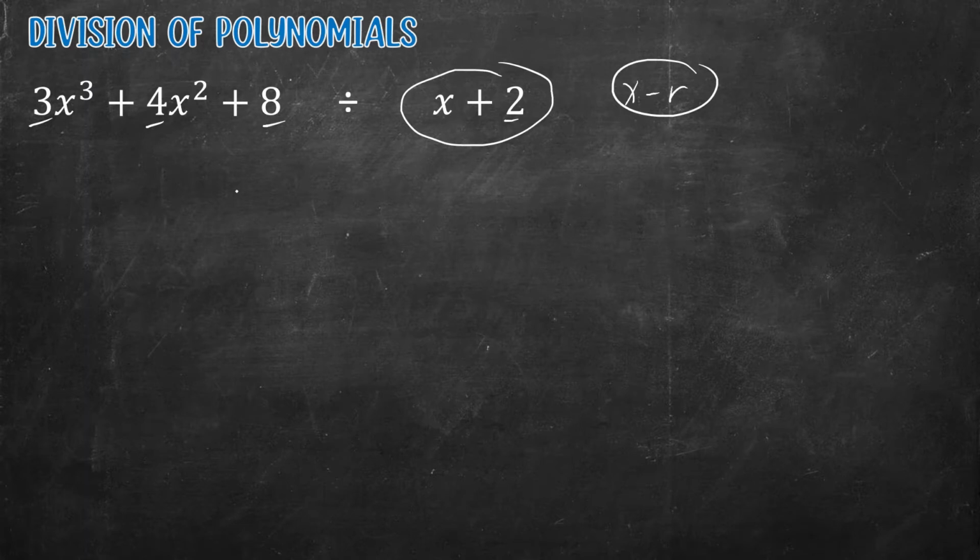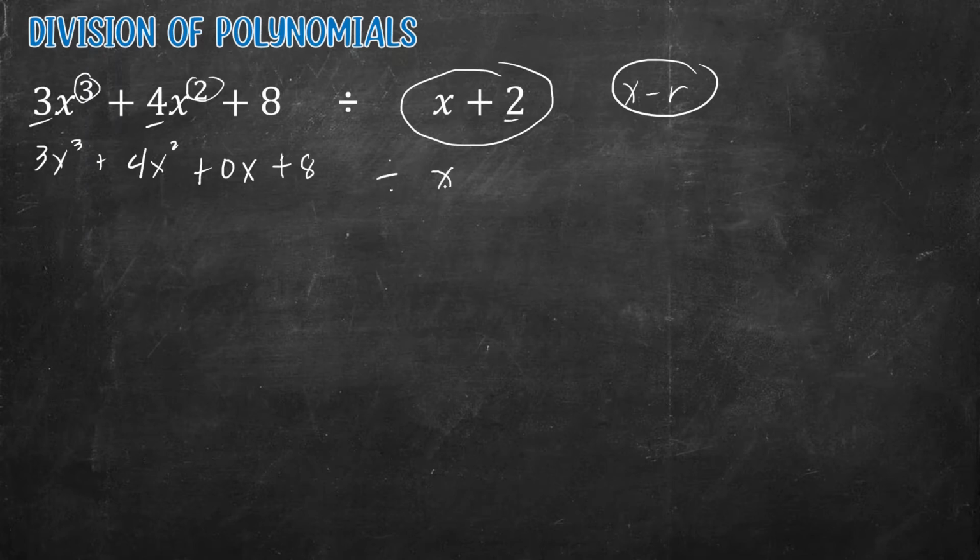Okay. So as you notice, 3, 2, and then 0. So decreasing naman siya. But there is a missing term. Ano yung missing term natin? X raised to 1. So gagawin lang natin 3x cubed plus 4x squared plus 0x, plus 8, divided by x plus 2.